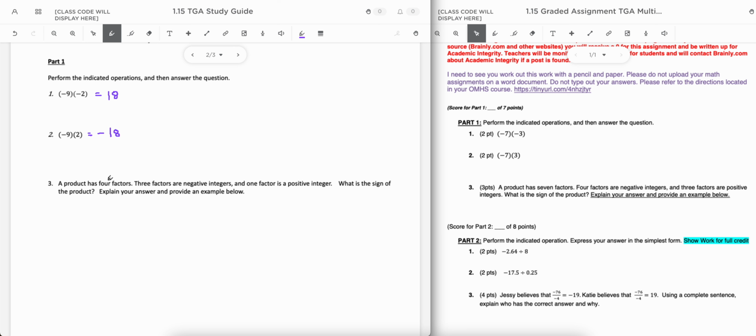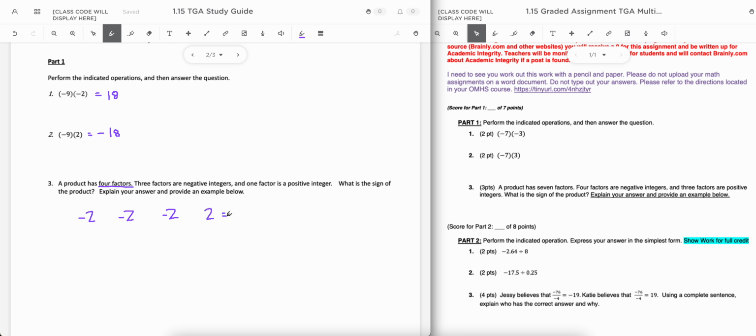So in this one, the only difference here is this says it has 4 factors. The real TGA, you have 7, but you're going to do it the same way that I show you how to do this. So since there are 4 factors, I'm just going to use the number 2. That's the easiest. So there's 1, 2, 3, 4. Sorry, my 2's look like Z's. And it says 3 of them are negative. So there's 1 negative, 2 negatives, 3 negatives. And 1 is positive, so we'll leave that one positive.